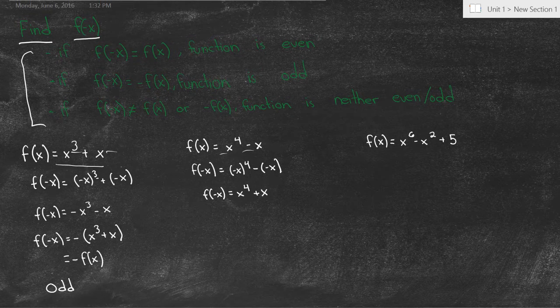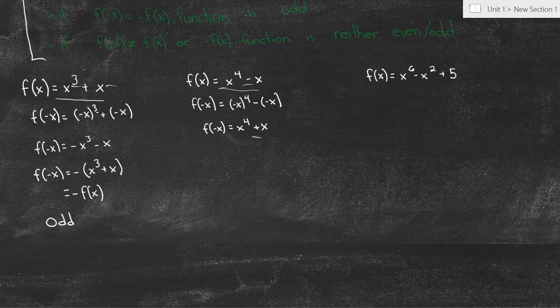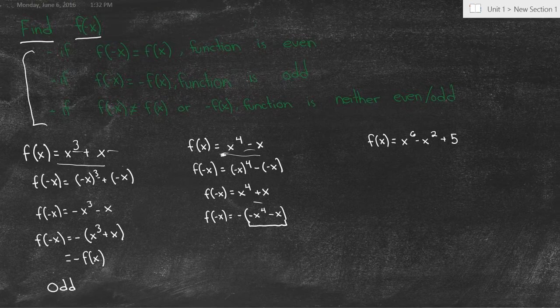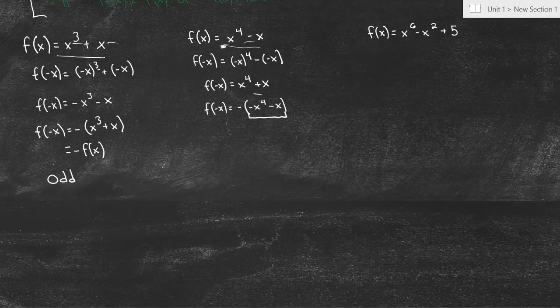Okay, so does f of negative x equal the original function f of x? No, because this is positive. Does f of negative x equal negative f of x? Let's try. We could factor out a negative and see what we get. F of negative x equals, we could take out a negative, and we've got to take out another negative, so negative x to the fourth, and then minus x. So is this function inside f of x? Nope, because now this sign is negative. So it's neither even nor odd, because neither of those were true. So this function would be neither.